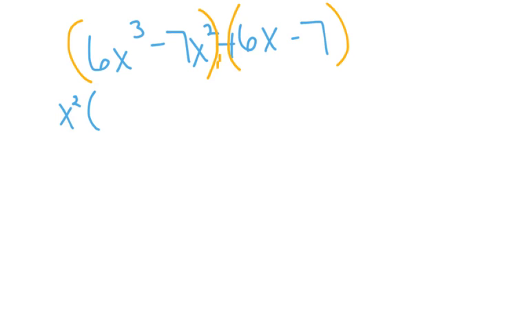And what am I left with? Well, 6x cubed divided by x squared is just 6x. And 7x squared divided by x squared leaves us with 6x minus 7. So that's good. And look, we also have a 6x minus 7 over here. So I can pull that down.